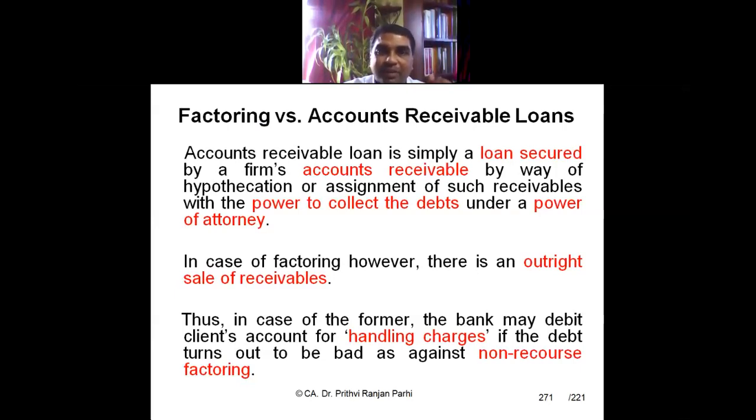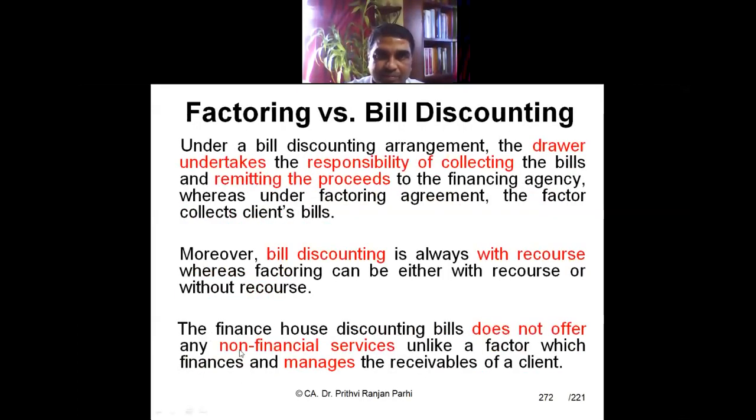In case of an account receivable loan, the banker may charge some handling charges. In factoring, it is totally a sale. And factoring is also different from bill discounting. In bill discounting, if the person who has accepted the bill does not pay, it becomes the responsibility of the seller.